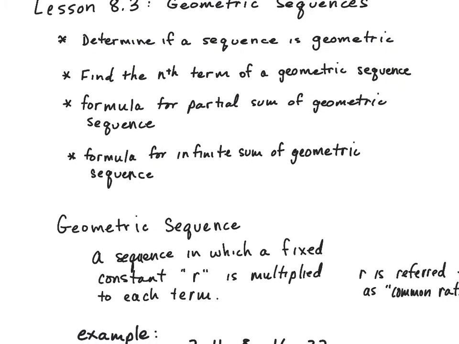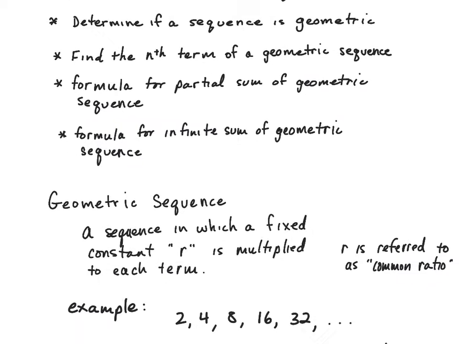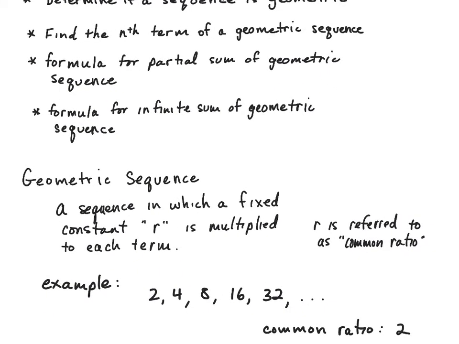So let's start with what a geometric sequence is. Remember in lesson 8.1, we were introduced to a sequence. It's an infinite list of numbers. In 8.2, we were introduced to an arithmetic sequence in which there was a fixed constant d added to each term. A geometric sequence is a sequence in which a fixed constant r is multiplied to each term. R is referred to as a common ratio.